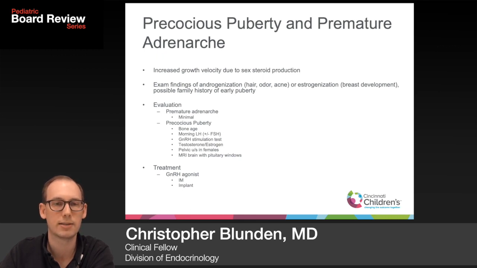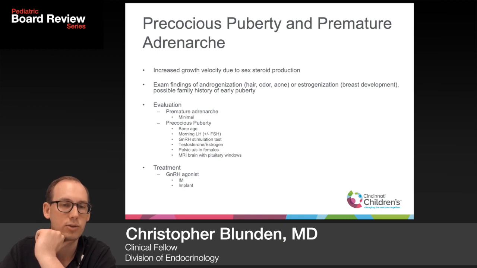historical point to ask. As far as the evaluation of these conditions, for premature adrenarche, minimal evaluation is required. A bone age could be considered. For precocious puberty, up to and including all of these listed tests to confirm your diagnosis: bone age, a morning LH, a GnRH stimulation test or leuprolide stimulation test, a testosterone or estrogen level, a pelvic ultrasound to look for the endometrial stripe in females, which should not be present or enlarged prior to puberty, and an MRI of brain to look for any potential cause of early puberty in these patients.